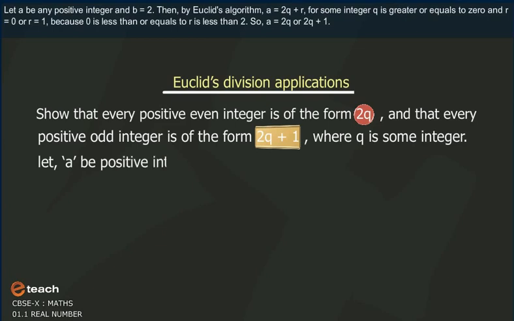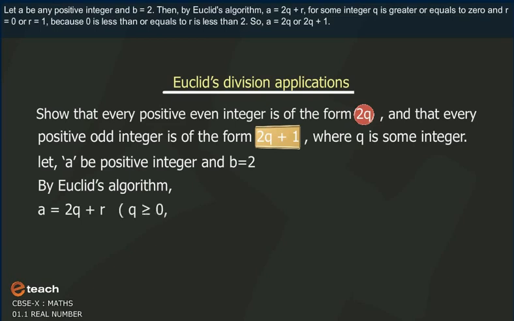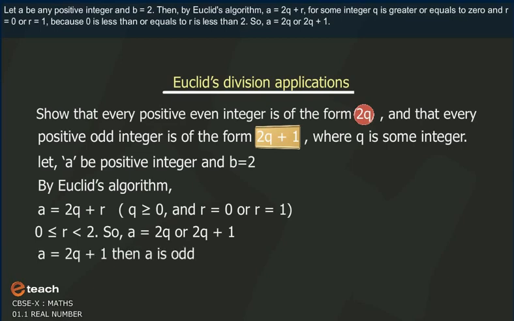Let a be any positive integer and b = 2. Then, by Euclid's algorithm, a = 2q + r for some integer q ≥ 0, and r = 0 or r = 1 because 0 ≤ r < 2. So, a = 2q or 2q + 1.